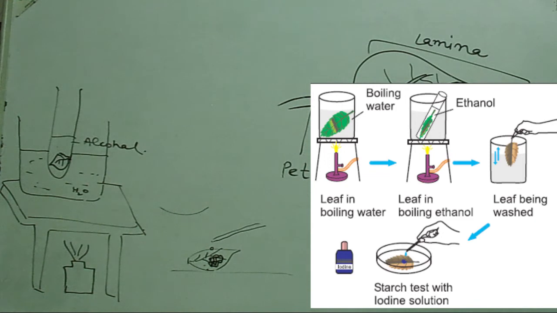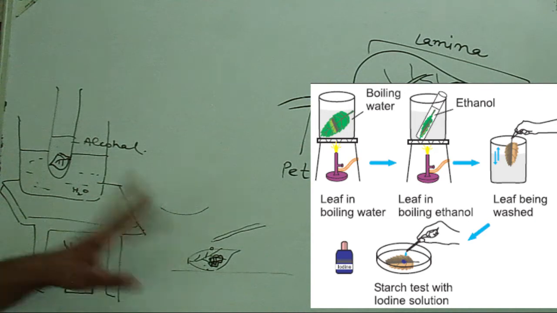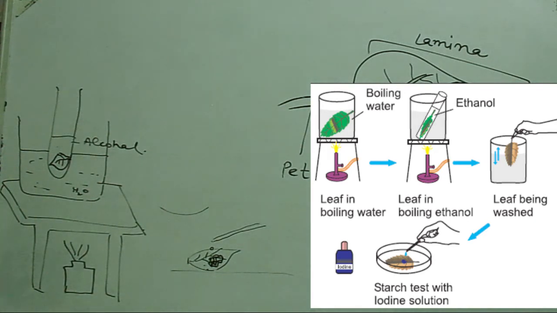And why are those spots appearing on the leaf? That is due to the presence of starch in the leaf. If chlorophyll remained on the leaf, that color cannot appear, because chlorophyll creates a hindrance for the iodine to detect the starch.